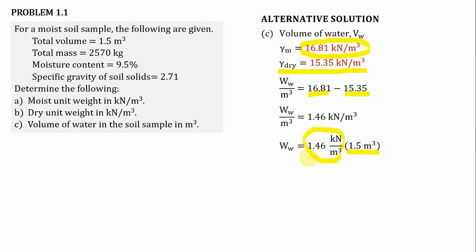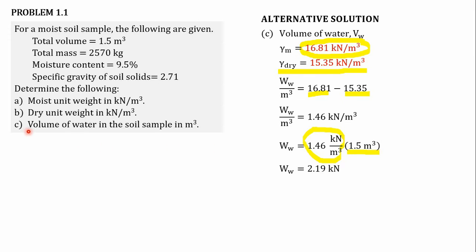So, para malaman natin kung ilang water ba talaga yung present at 1.5 cubic meter, i-times natin lang to ng 1.5 cubic meter, which is equivalent to 2.19 kilonewton. So ang weight ng water present at the soil sample, which is equivalent to 1.5 cubic meter of moist soil, ay 2.19 kilonewton.